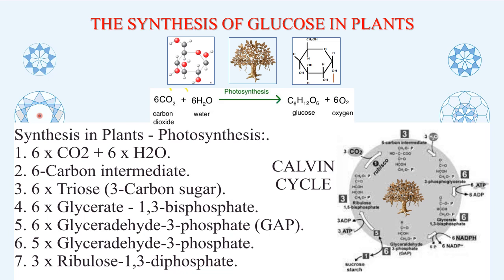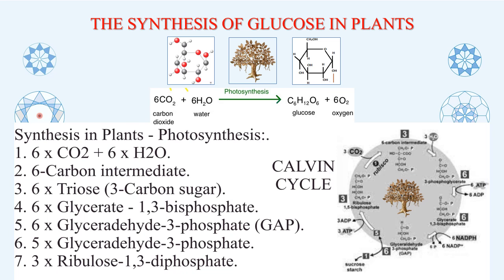united together in the plants in the presence of sunlight to produce 6 carbon intermediates. And this particular cycle is called the Calvin cycle, as you can see on the right side. Graphic presentation: on the left side I have given the flow chart. The third thing which appeared was 6 into triose, or 3 carbon sugar.